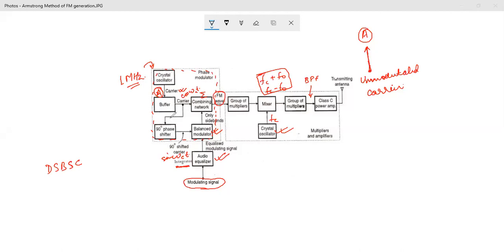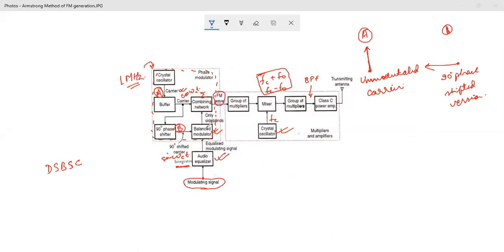And when this is passed through a 90-degree phase shifter, after the 90-degree phase shifter, let us say at point B, what output do we get? It is a 90-degree phase shifter. So this, which was vertical, will be like this. So it is a 90-degree phase shifted version.